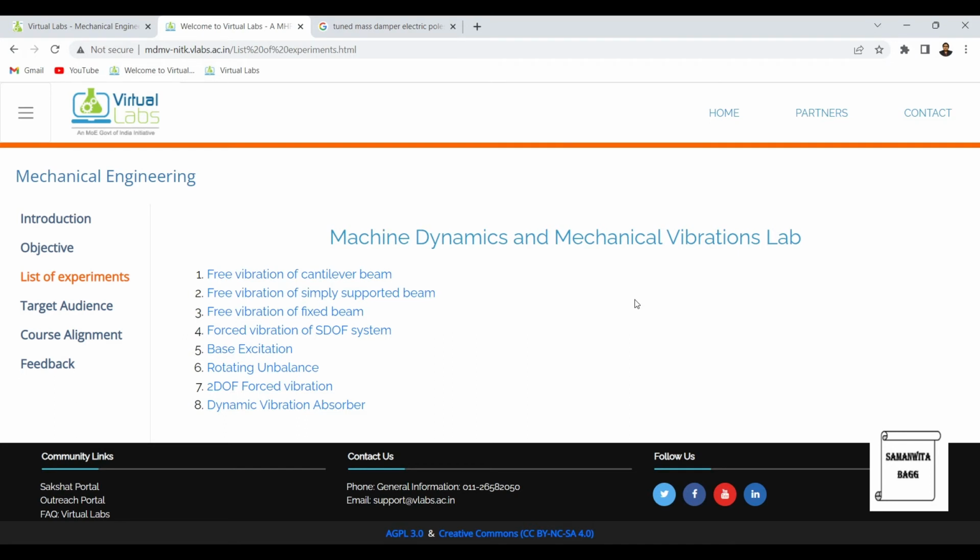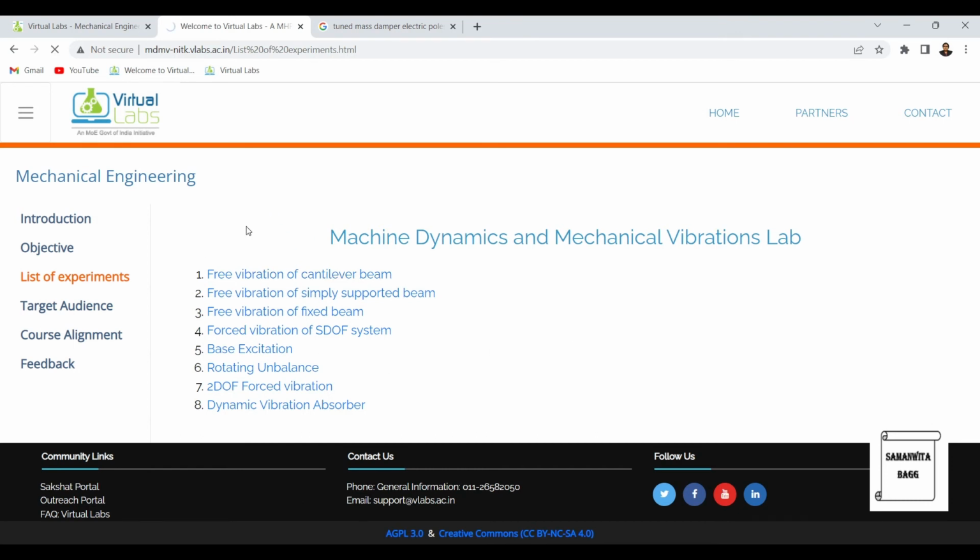Next, there is base excitation, which is a very common phenomenon. Then there is rotating unbalance. Say there are certain rotating masses in a machine. Then one mass which is rotating can be a disturbing mass. There is another mass which has to be added for balancing it out. That is the experiment which we can perform using this rotating unbalance one. Then there is 2 degree of freedom forced vibration. That is also very interesting. And then there is dynamic vibration absorber. What kind of absorption is used for absorbing the vibration is what we are going to study here. So we will take up these experiments one by one in the forthcoming sessions.